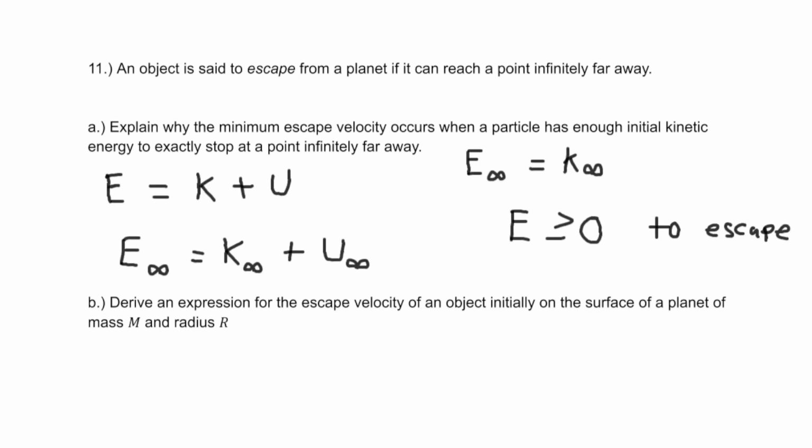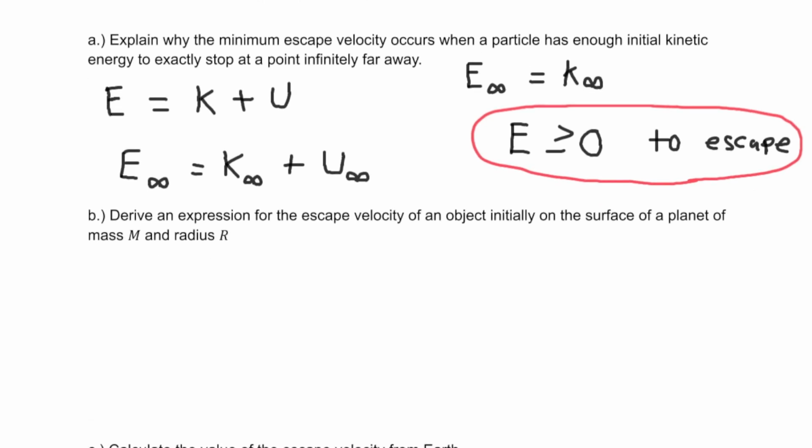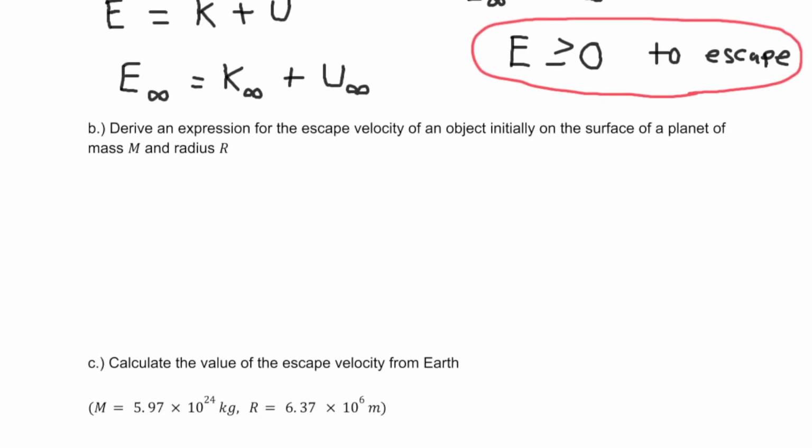And when the energy is equal to 0, that's your cutoff point of first being able to escape. So if the energy of the system is 0, you can just barely escape and stop when you're all the way out there. But if it's greater than 0, you get to infinity and still have some velocity left to spare, if you want to think of it that way. So let's derive an expression for escape velocity.